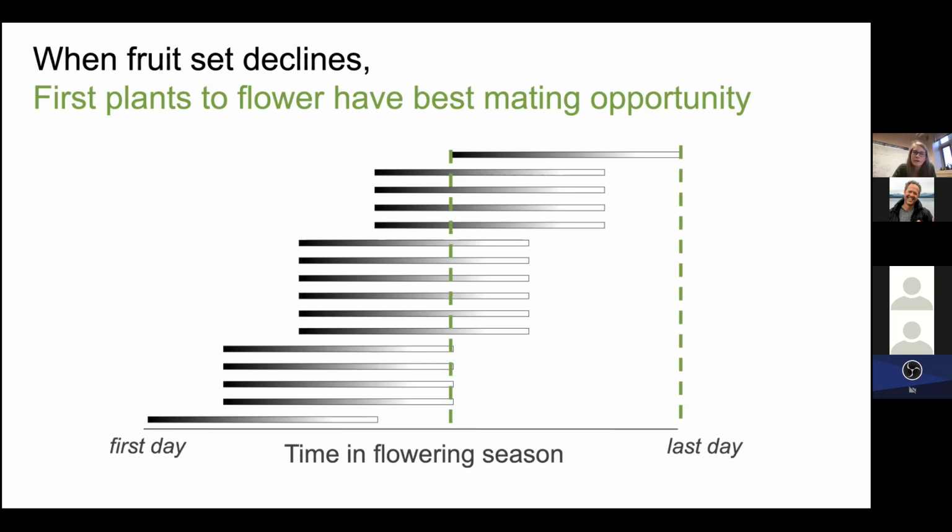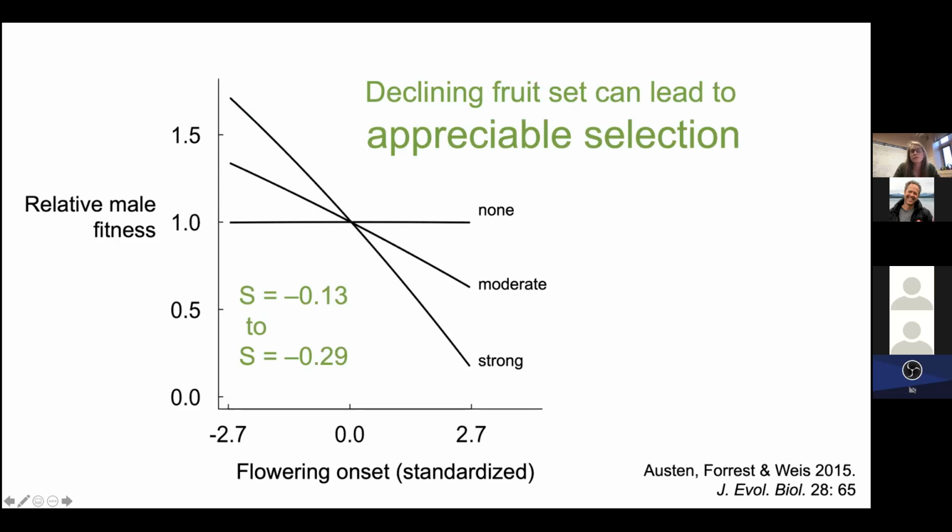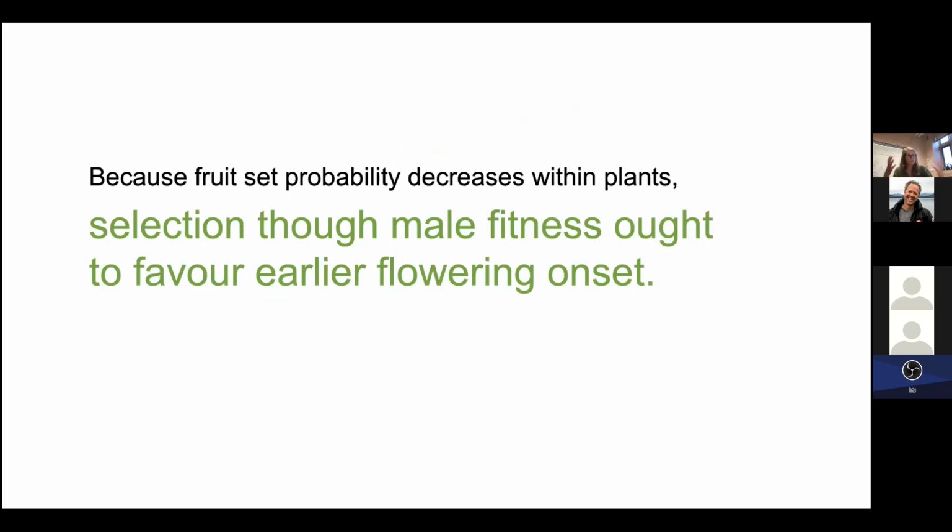The idea works in this little cartoon. In a small paper, my co-authors and I formalized it into a small numerical model that was parameterized with fruit set decline values from that histogram I showed you earlier. And we found that when there's a moderate or strong decline in fruit set probability, we could generate appreciable selection for early flowering through male fitness. All right, so the idea worked on paper, and it led us to create this prediction that because fruit set probability declines within plants, selection through male fitness ought to favor early flowering onset.